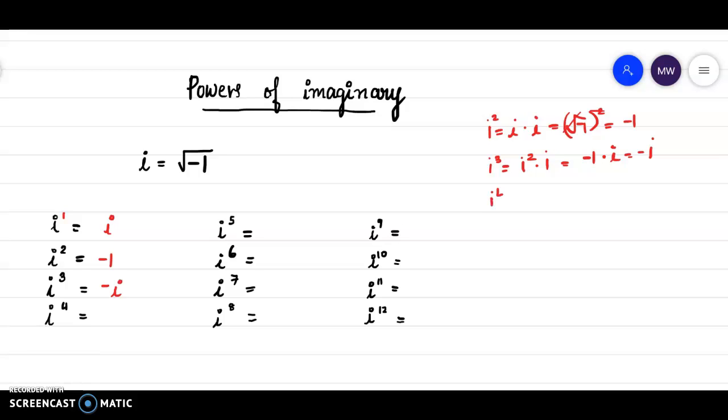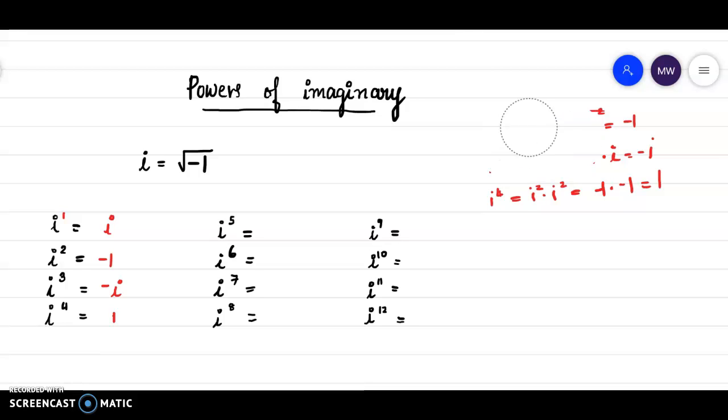Now i to the fourth power is i squared times i squared. And from the one over here, we know that i squared is -1. So we are multiplying a -1 times a -1, and we get our answer as 1. So I did the first 4 over here. These are the first 4 answers.